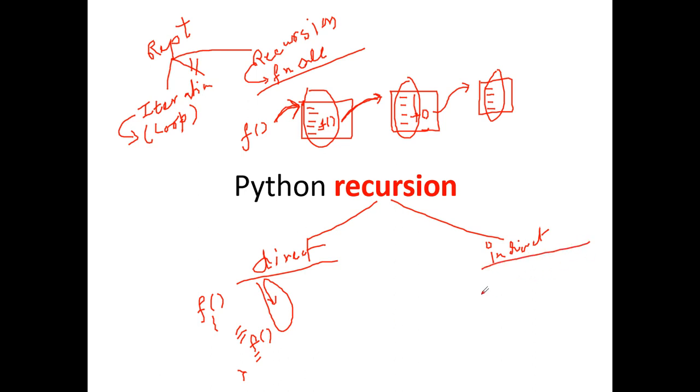Now, what is an indirect recursion? Suppose f is a function. Inside that f, you are calling another function h, which in turn calls f again. Then what will happen? When this function is called, coming inside this function, h will be called, and when you are inside h, you are again calling that f function, and this way repetition will be performed.